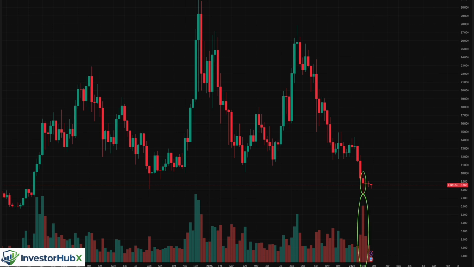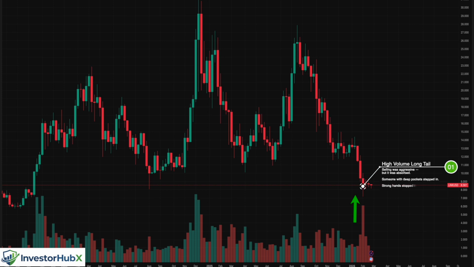Notice how high the volume is on this red candle. There is massive selling pressure, but look at the result. Price does not collapse. The bearish impact is significantly reduced. More importantly, buyers quickly step in and push price back up, creating a long lower tail.